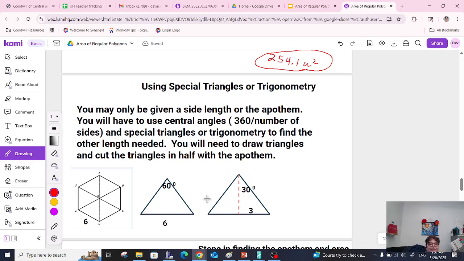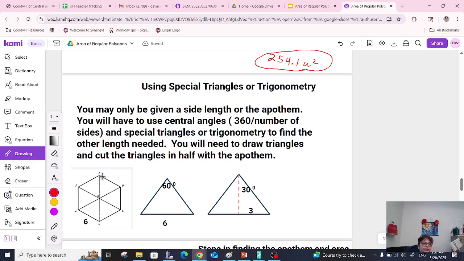Okay. You may only be given one side length or the apothem. And you'll have to use central angles and special triangles or trigonometry to find the other length needed. I'm waiting until she delivers some out. Okay. You'll need to draw triangles and cut the triangle in half with the apothem.